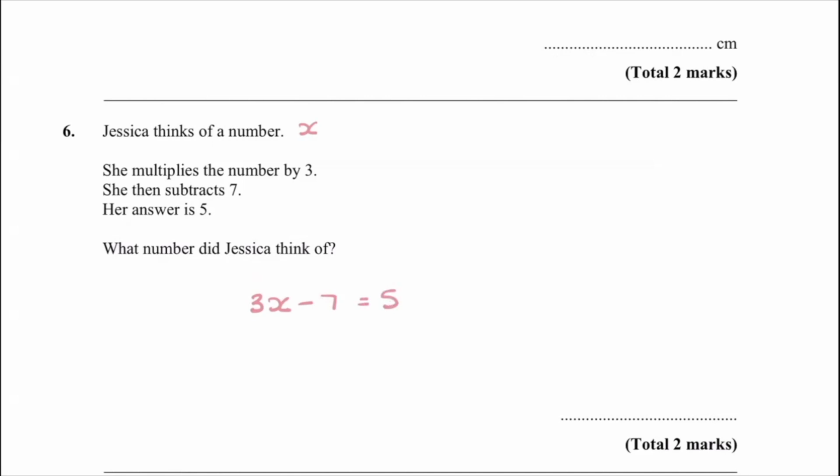So we've just written an equation. We're going to hop the 7 across to the other side to leave 3x equaling 12. I want to get x on its own. I need to divide through by 3 because it's a times on that side. And x is equal to 4. So her number was 4. It's not the only way to do that question.